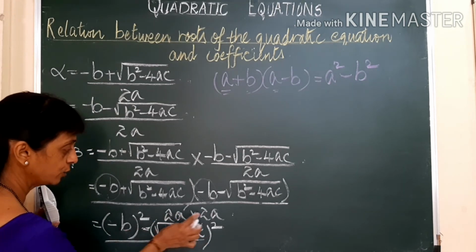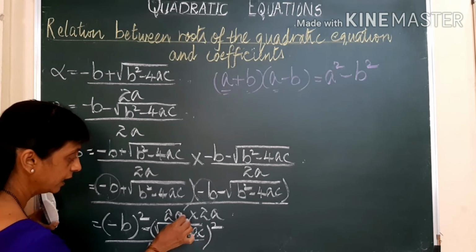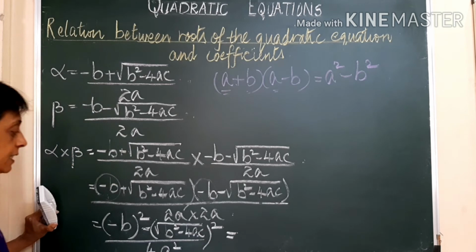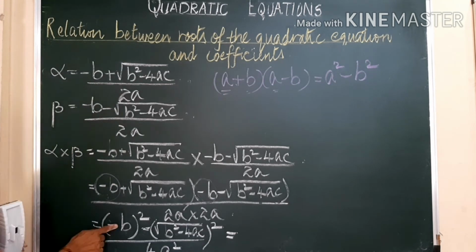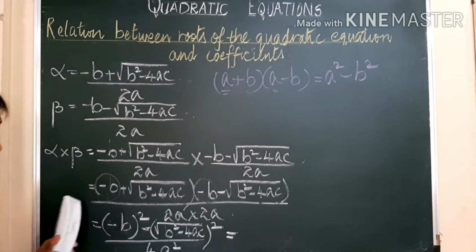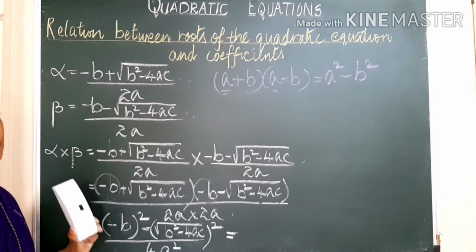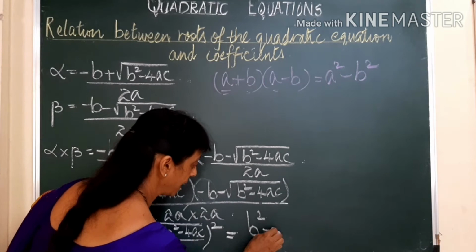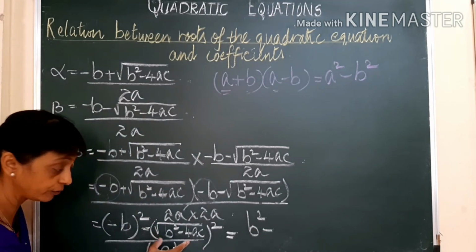Upon 2a into 2a. 2 multiplied by 2 is 4. A into a gives you a square. Let's proceed, children. Now, minus b into minus b. Minus into minus is plus. B into b is b square. Minus.